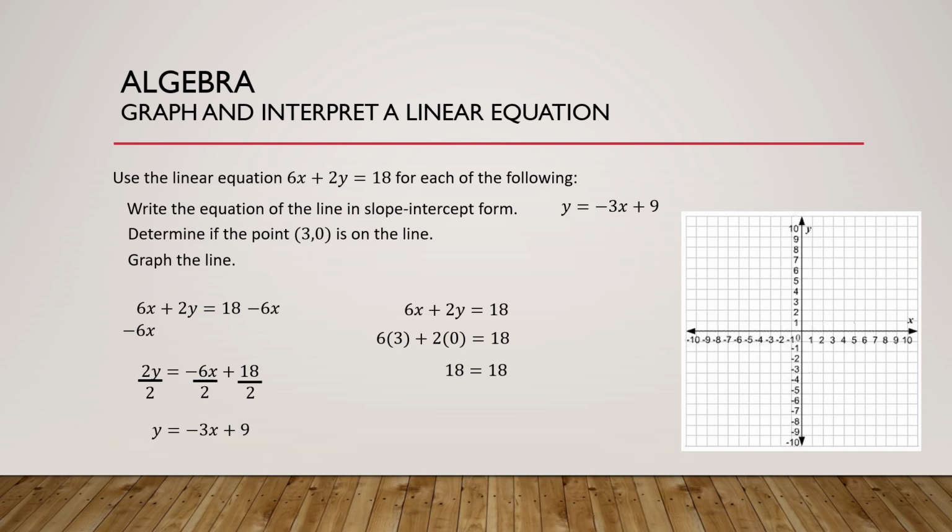To graph the line, we take the slope-intercept form. In this form, the negative 3 represents the slope and the positive 9 the y-intercept. Starting at y equals 9 and counting slope as rise over run, negative 3 would be down 3 and 1 would be over 1. With a second dot placed, a line can be drawn. Note the line goes through the point (3, 0) as we calculated earlier.